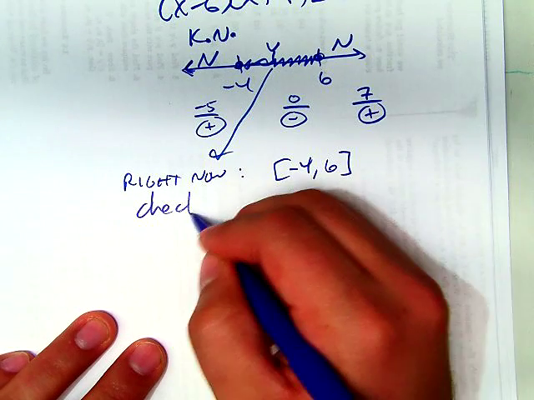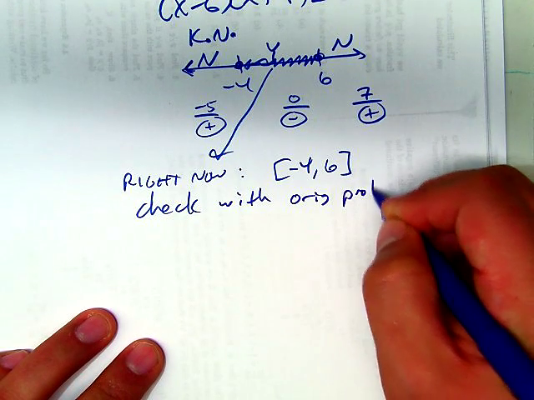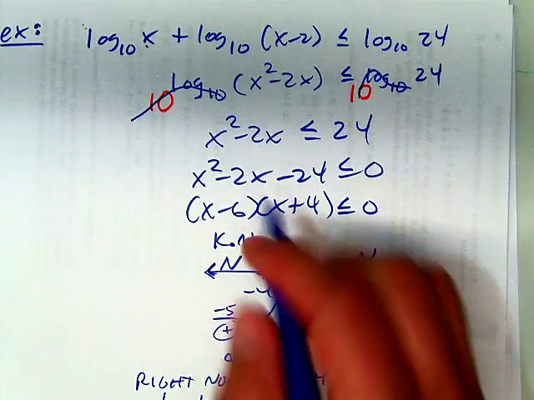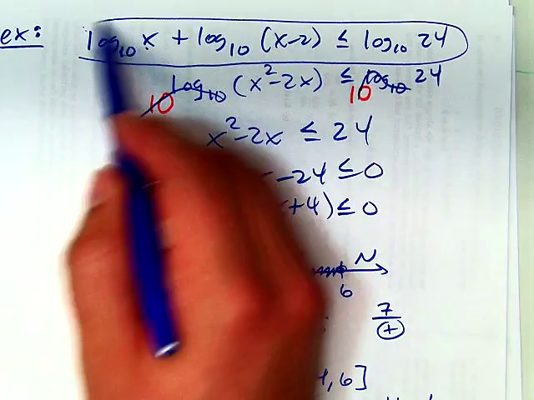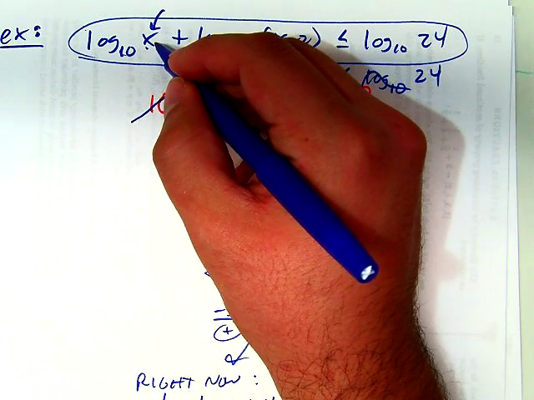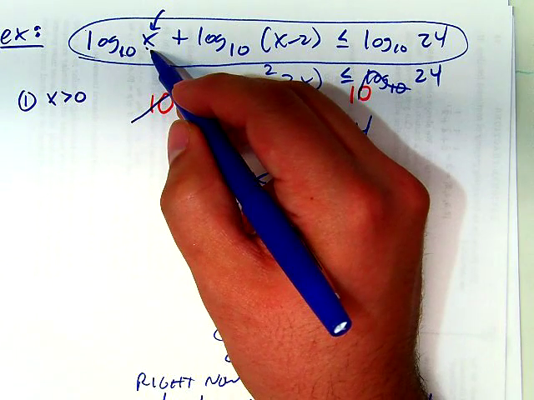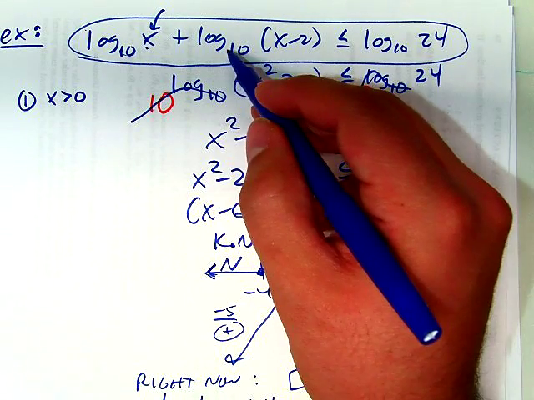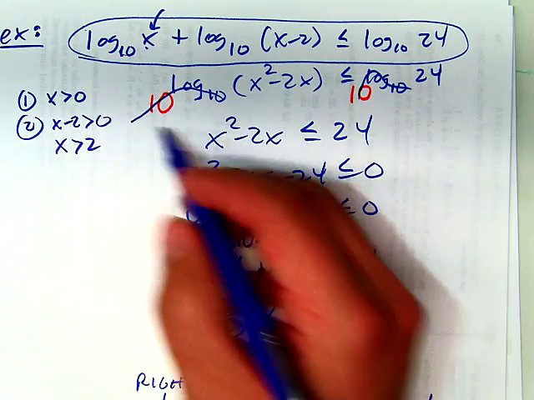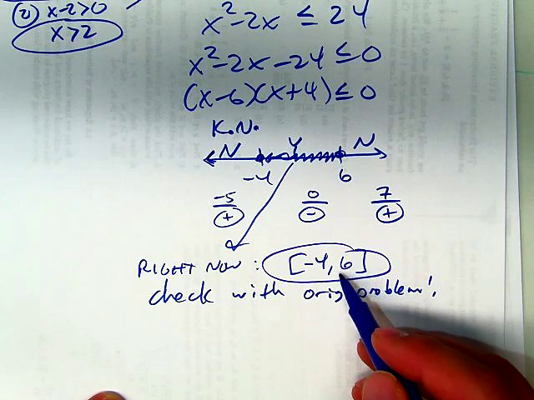However, we want to check with the domains. We want to check with the original problem. Okay, so if we go back to the very first line here, there's no variable here, so we don't care. But we know that inside of a log, we can never have a negative or 0. So 1, we know that x has to be greater than 0 from this first log. The second one we know is that x minus 2 has to be greater than 0, which means that x has to be greater than 2. So not only does x have to be greater than 0, it has to be greater than 2, and it also has to be between -4 and 6.